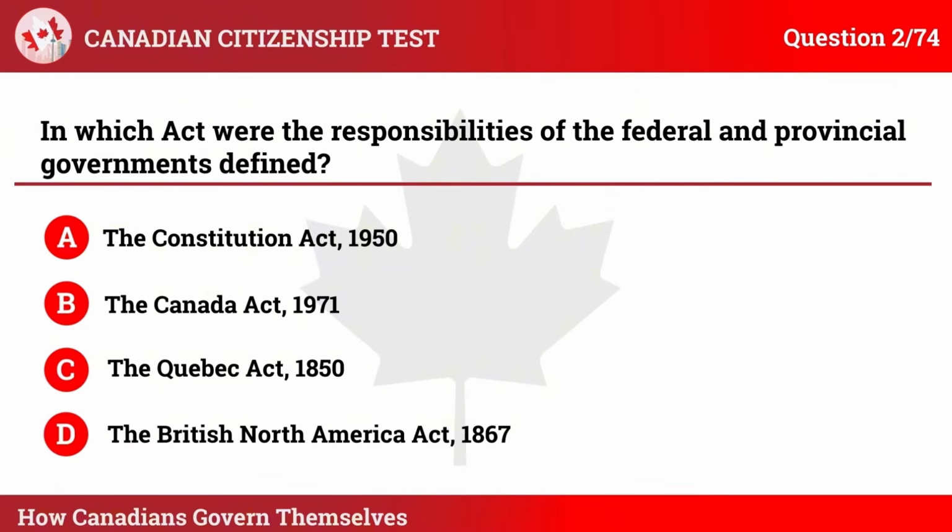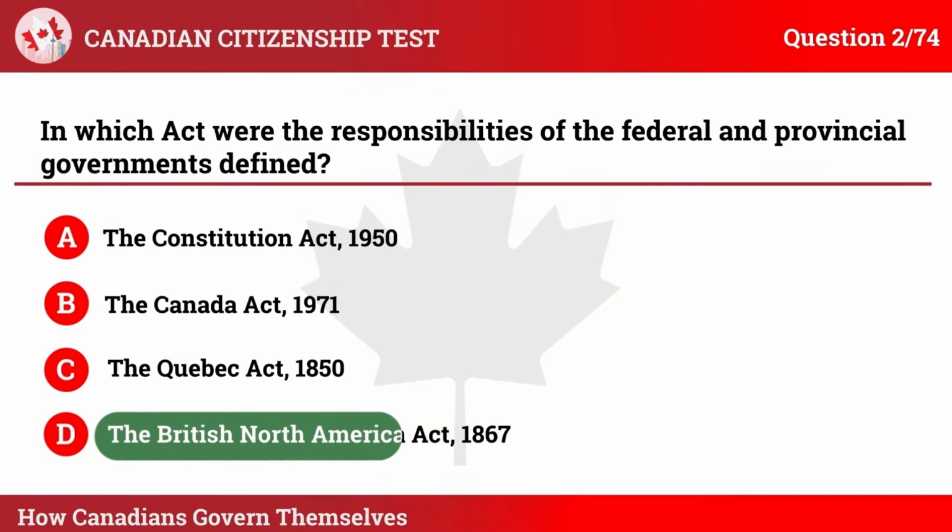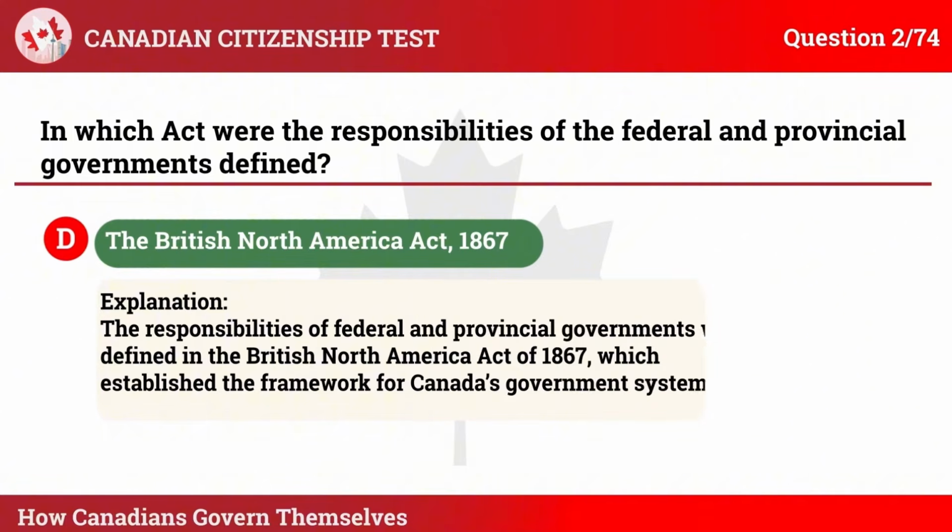The correct answer is D. The British North America Act, 1867. Explanation: the responsibilities of federal and provincial governments were defined in the British North America Act of 1867, which established the framework for Canada's government system.